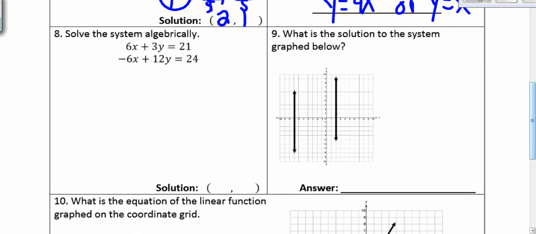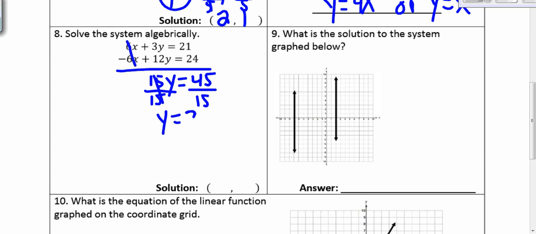Number 8, solve the system algebraically. They're just giving you, if you want to use substitution, if you want to use elimination. This is set up for elimination because 6x minus 6x equals 0. So remember, you cannot solve an equation with more than one variable. And then you just add down. You're going to get 45 for 21 plus 24, and 3y plus 12y is 15y. You divide by 15 on both sides, y equals 3.